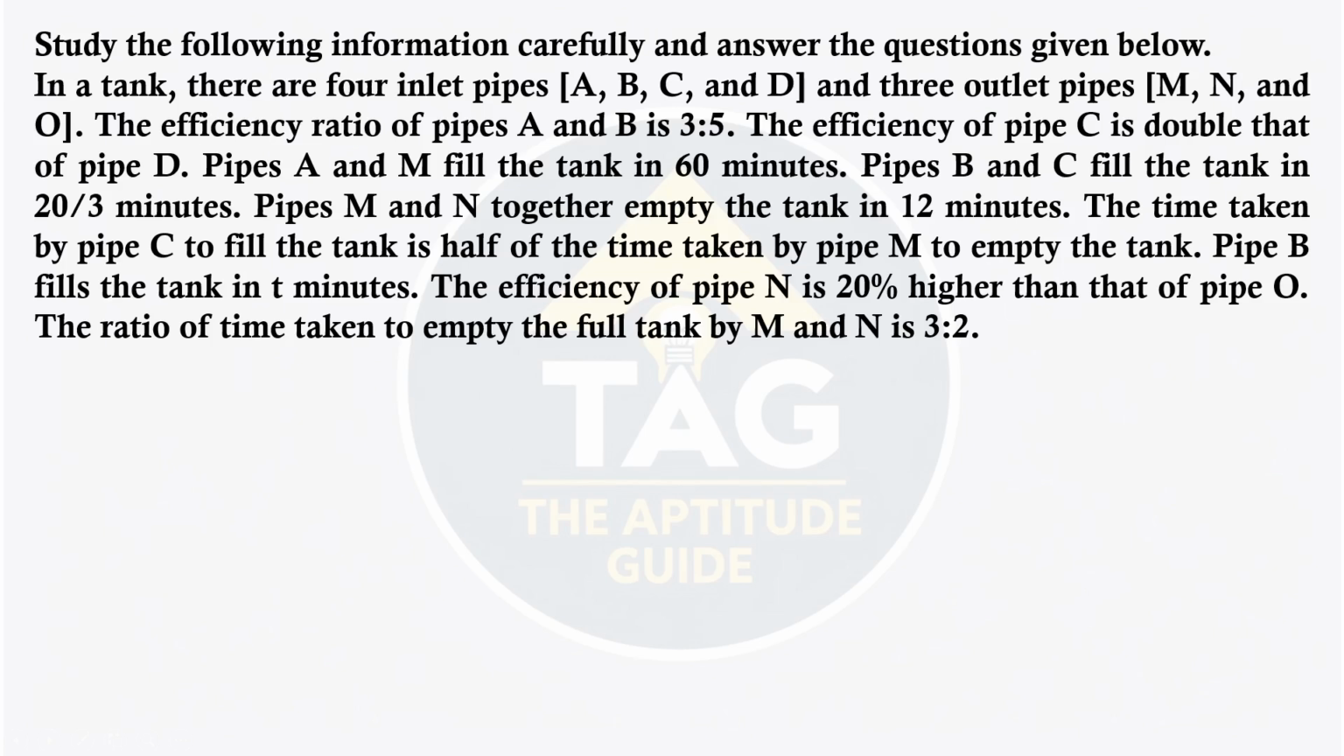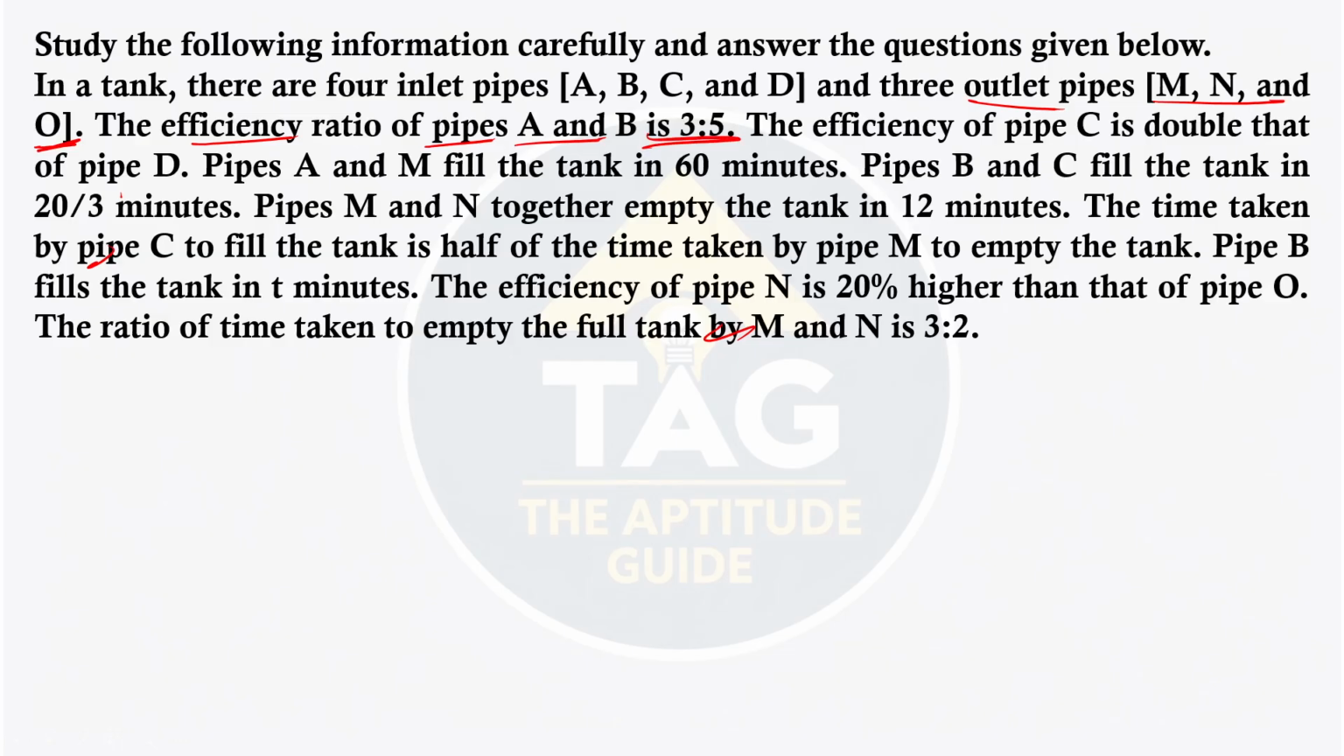So here, you are given that a tank is to be filled with 4 inlet pipes. That's been mentioned in the question. 4 inlet pipes are named A, B, C, D, and 3 outlet pipes M, N and O. So A, B, C, D are doing the positive work, M, N and O are doing the negative work. The efficiency ratio of pipes A and B is 3:5.